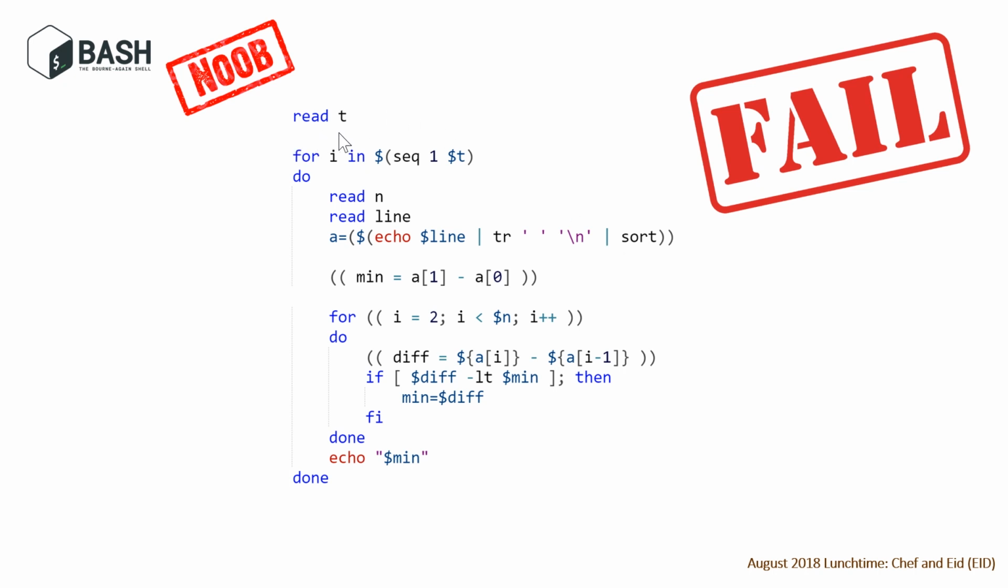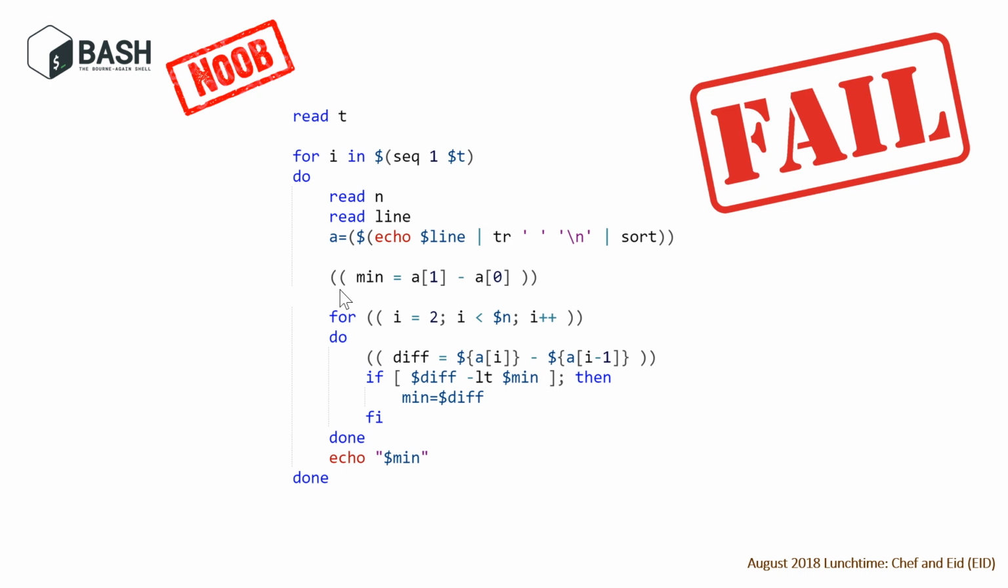Here we're reading in T, the number of test cases. Then we're going to loop through from 1 to T. And then we're going to read in N. We're going to read in all of our values in line. And then we're going to store them into an array using this line here. So we're echoing the contents of line, then transforming the spaces that separate the values and replacing that with the end of line character, and then sorting these. So using the piping operators is pretty neat in Bash.